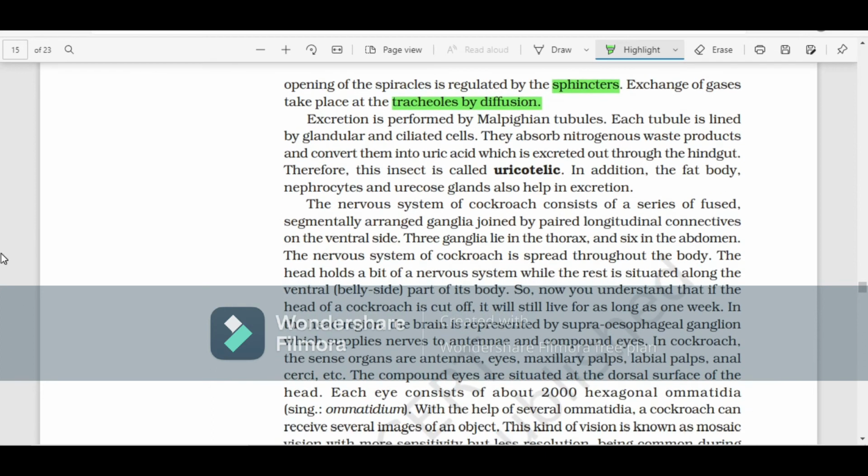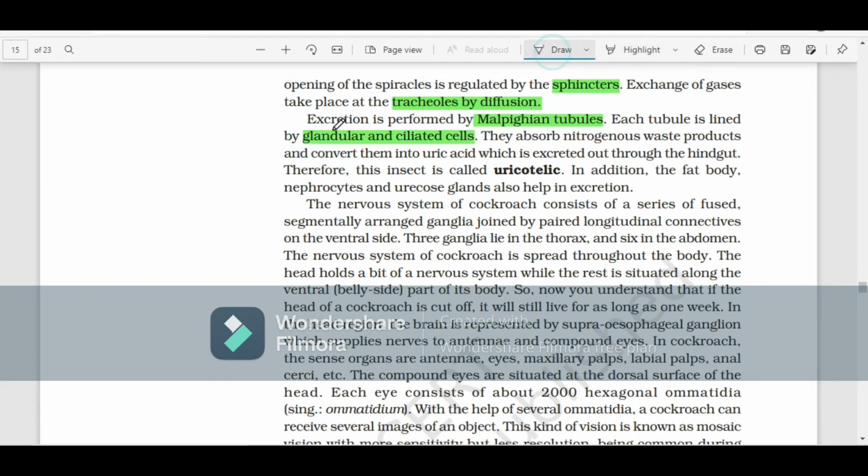Now moving to the excretion, which is performed by the malpighian tubules. A ring of how many malpighian tubules were present? 100 to 150. Yes. What color were they? They were yellow in color. Is it thin or thick? Thin. Each tubule is lined by glandular and ciliated cells.